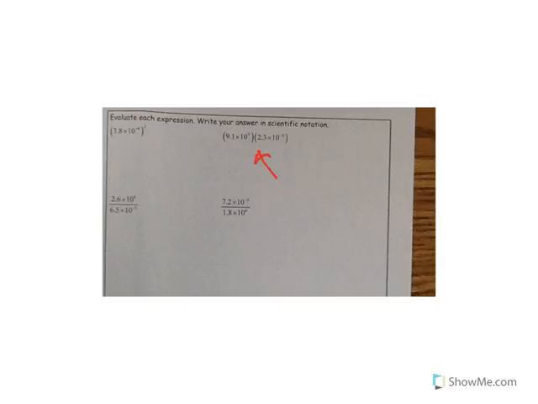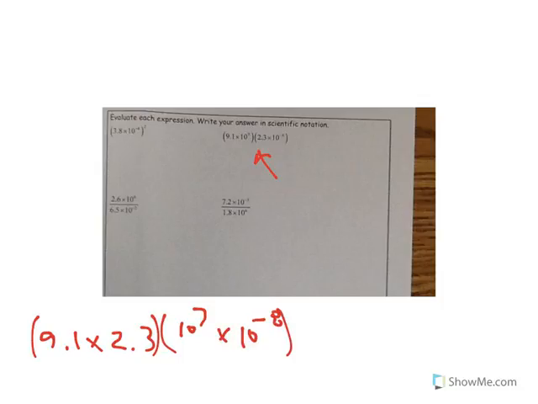So if this is the problem we're looking at, it's got to be 9.1 times 2.3, whatever that is. And then that's going to be 10 to the seventh times 10 to the negative 8, I believe is what that says. And when you do that, you're going to end up with 10 to the negative 1, and I'll do the math here quickly. So it's going to be 20.93 is what that part is going to be. Then this part is going to be simplified to 10 to the negative 1 power.